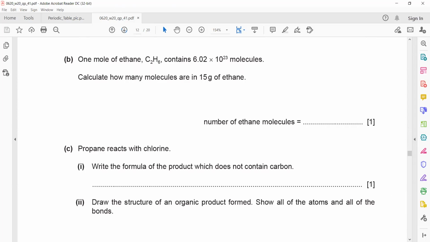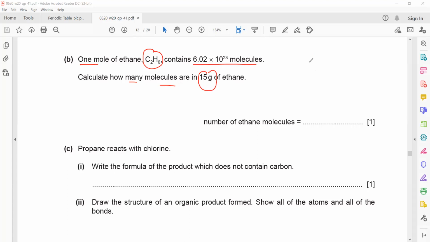If you see this question, this is also related to the moles concept. 1 mole of ethane, which is C2H4, how many molecules are there? It contains 6.02 into 10 to the power 23. These are the number of molecules present in 1 mole. So 1 mole has 6.02 into 10 to the power 23 molecules in it. They are asking how many molecules are there in 15 grams of ethane.